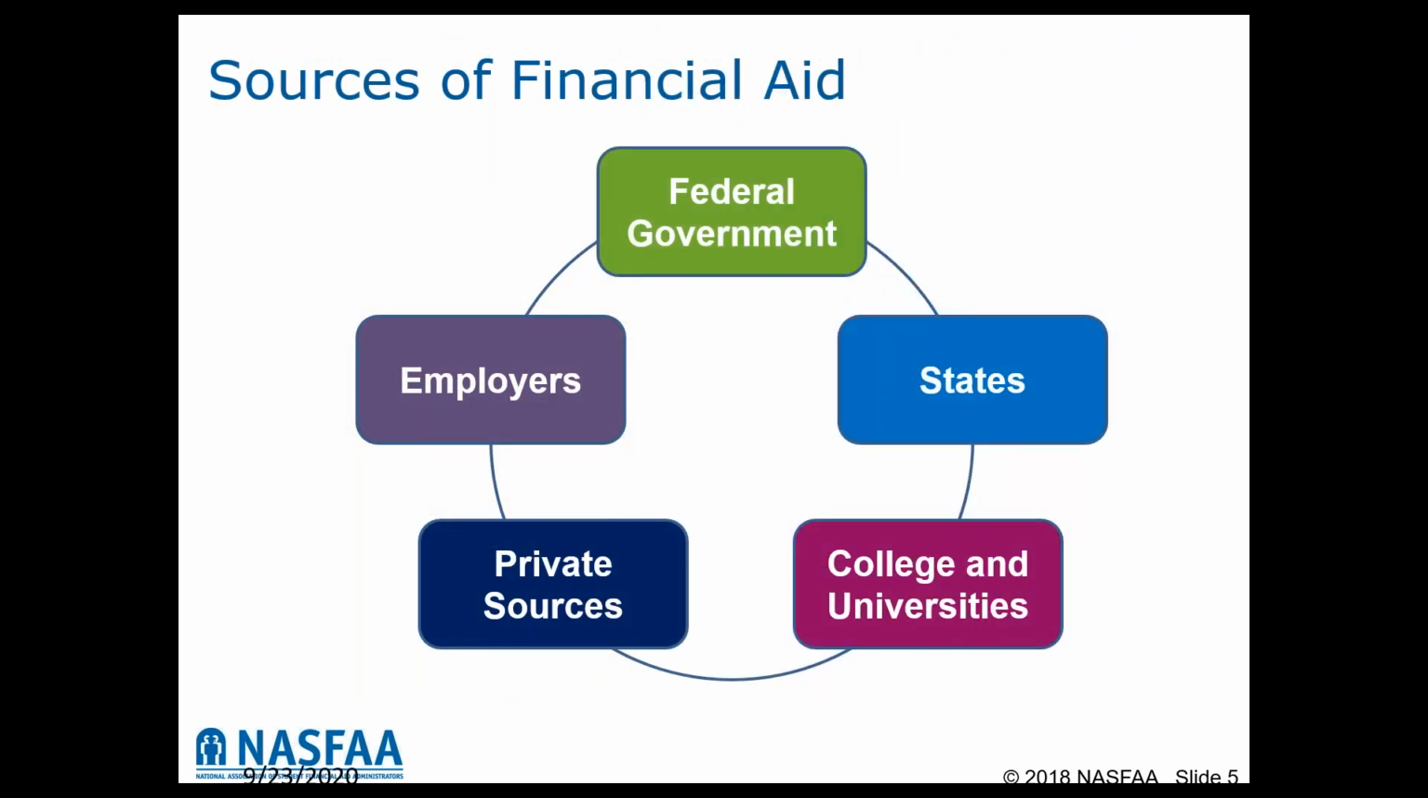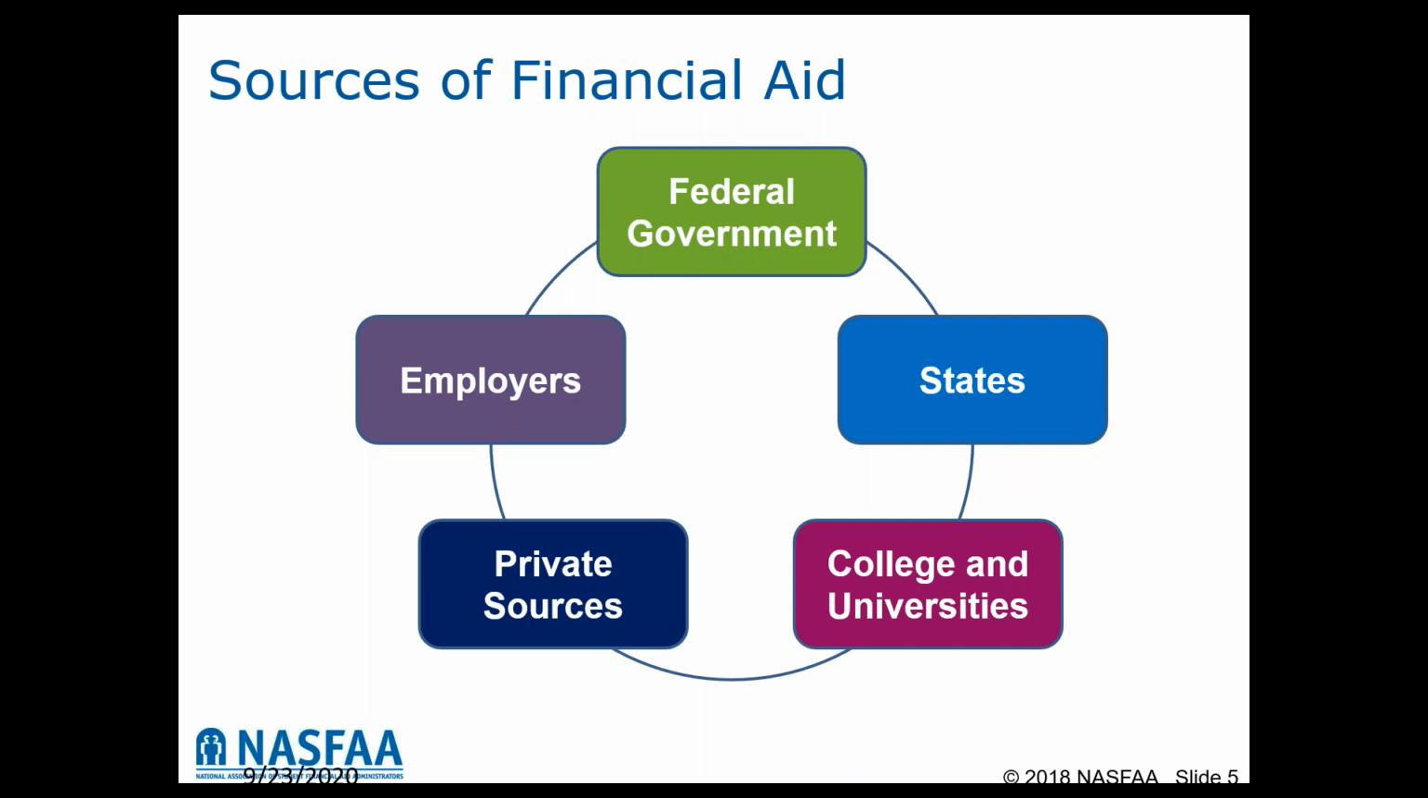Financial aid can come from several sources. The largest source is the federal government, and that application is the FAFSA form. Through the federal government, the student is applying automatically for the federal Pell Grant, supplemental grants, federal work study, as well as federal student loans.